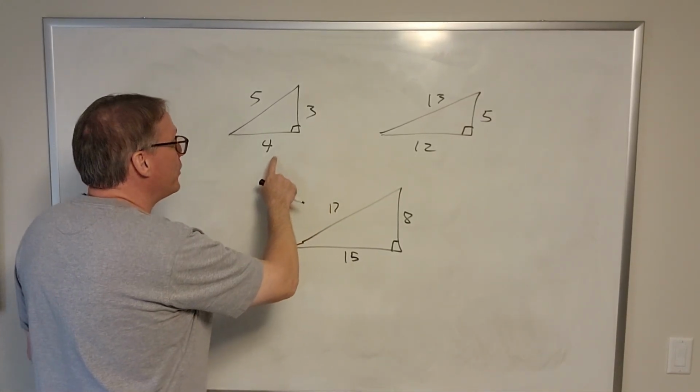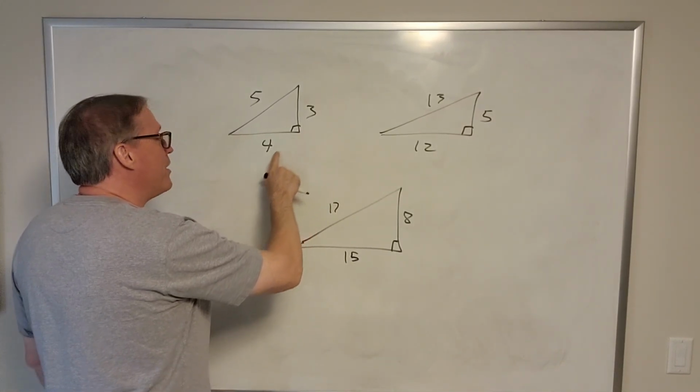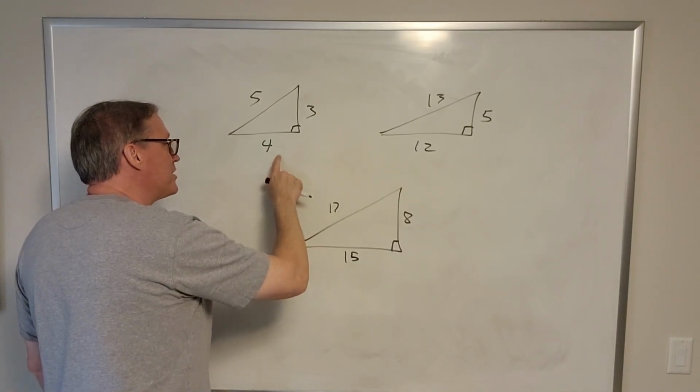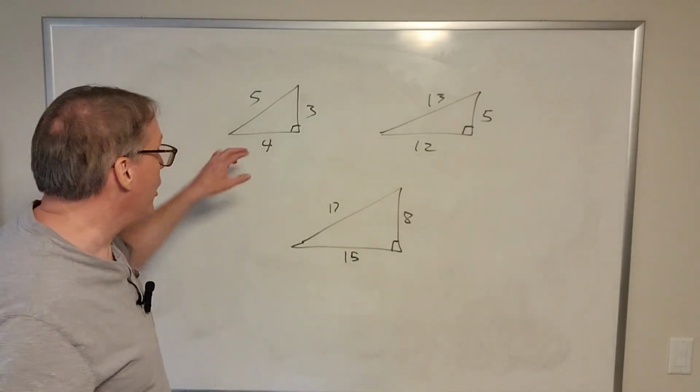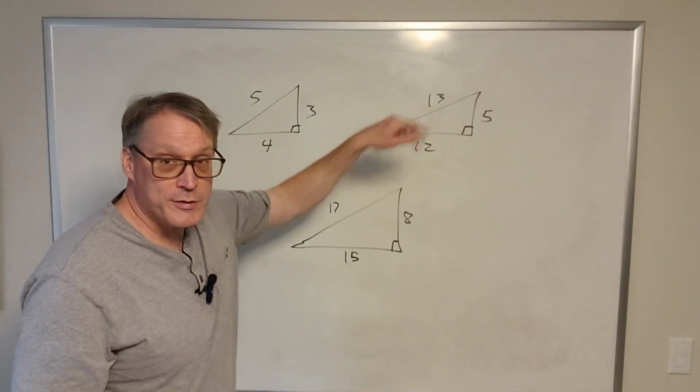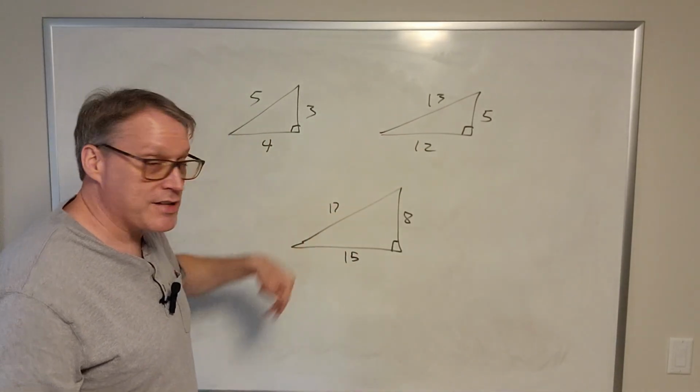So, 3 squared equals 9. 4 squared is 16. 9 plus 16 is 25. Oh, square root of that is 5. No, you don't have to do that stuff. You just say, 3, 4 is 5. 5, 12 is 13. 8, 15, 17.